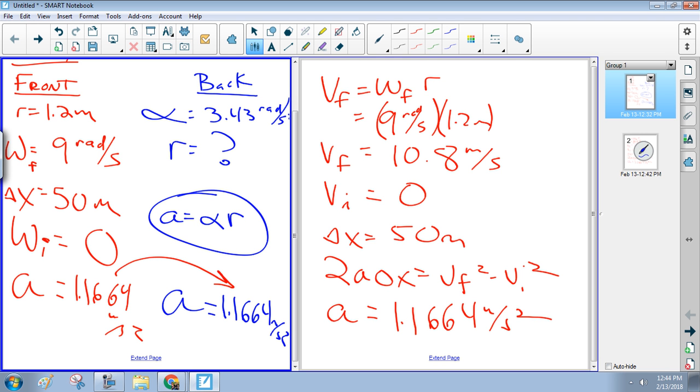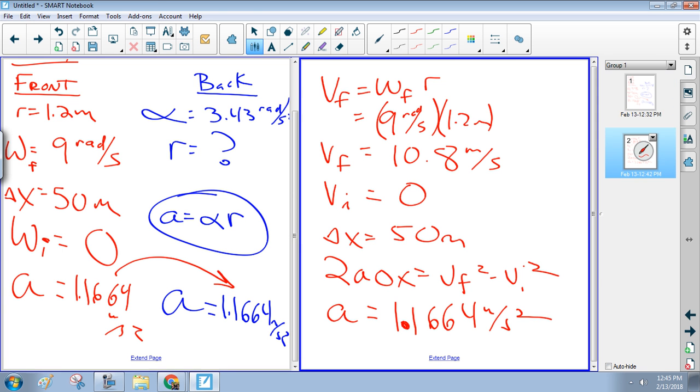Sorry, what's your final answer right there in that acceleration? This one? Yeah. 1.1664? What do you mean? No, I was confused. I didn't see the decimal. Oh, gotcha. Yeah, my decimals are crappy.